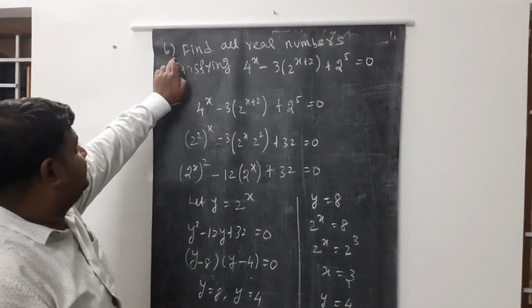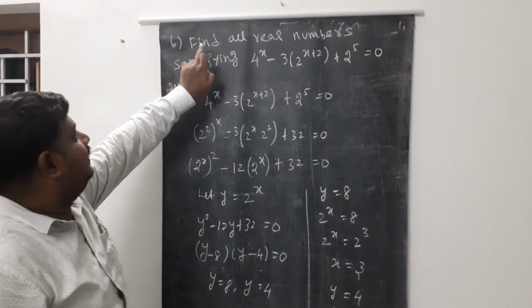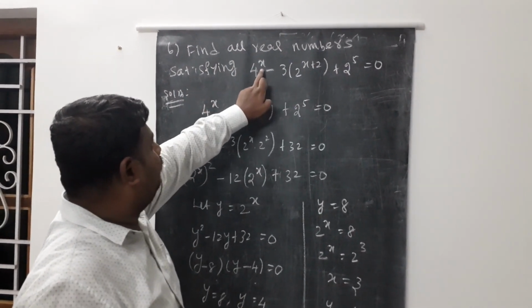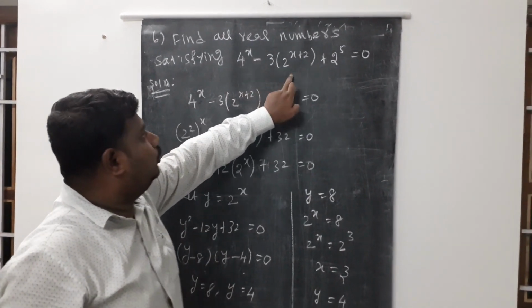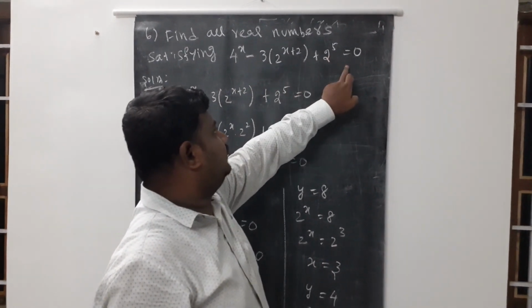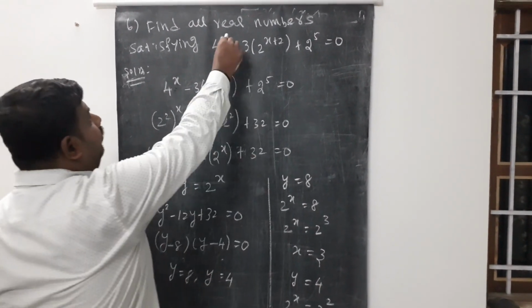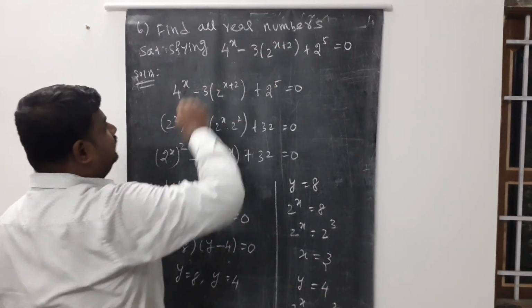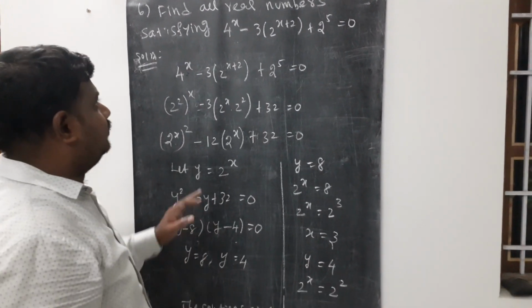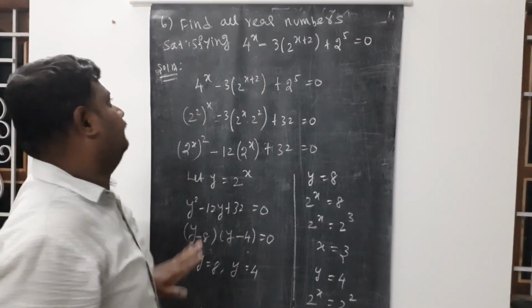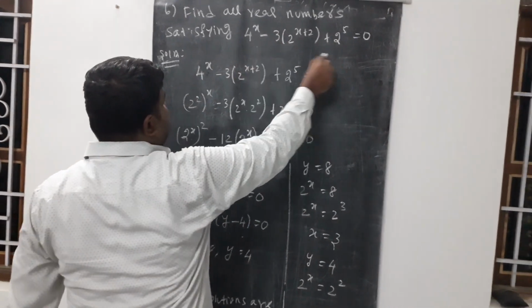Next question, question number 6, same exercise. Question number 6: find all real numbers satisfying 4 power x minus 3 into 2 power x plus 2 plus 2 power 5 is equal to 0. Same previous concept. Here, find all real numbers. If you find the x value, it should be a real number. That's what the question is asking. Find all real numbers satisfying this equation.